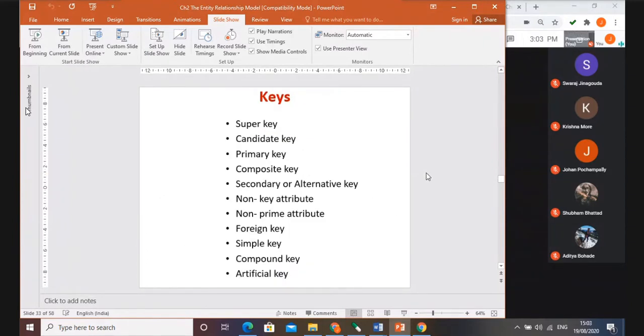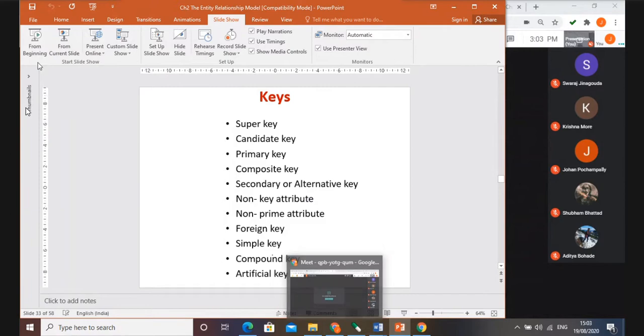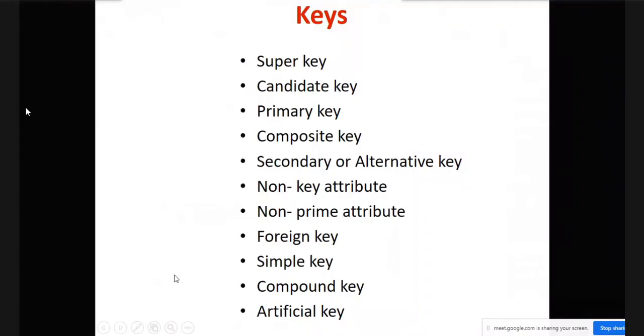These are the number of keys. Out of this, now in the exam, as per your syllabus, all these keys are not there in your syllabus. As per your syllabus, they may ask you what is super key, candidate key, primary key, and foreign key. Most of the time they go for these 4 keys.